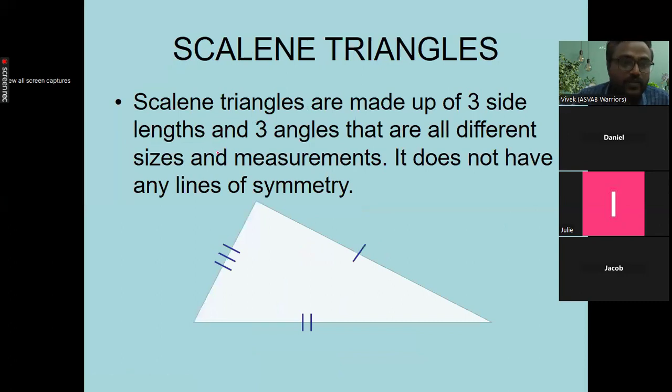Scalene triangle. A scalene triangle has no sides equal, no angles equal. That means three sides are different, three angles are also different. So in a scalene triangle, there are no sides that are equal and no angles that are equal. I hope you understood what a scalene triangle is.